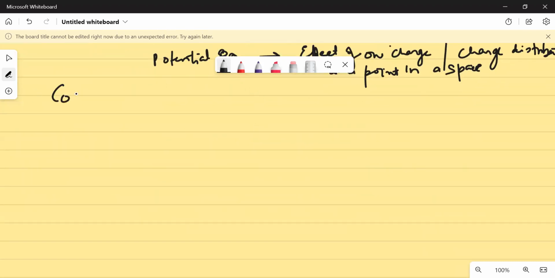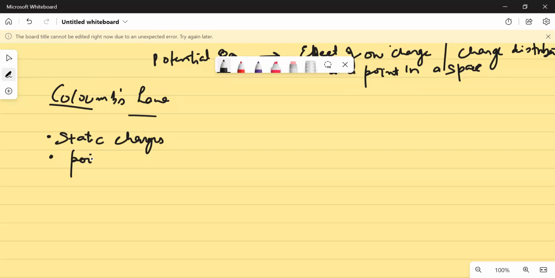So I'm going to spend a little bit of time on Coulomb's law also. What is Coulomb's law? Everybody knows Coulomb's law. Coulomb's law gives you the force acting between two charges. Precisely what sort of charges are they? They are static charges, and they are point charges also. So Coulomb's law is defined only for static charges and only for point charges. So what does it say?